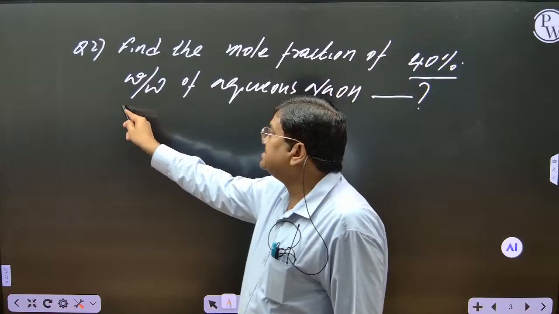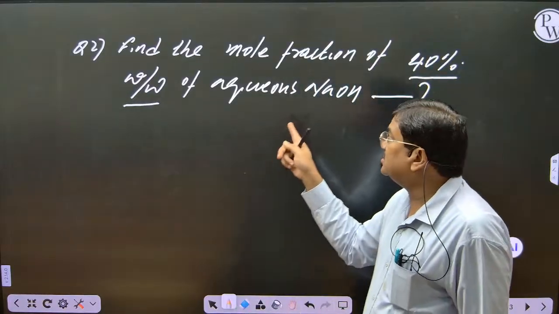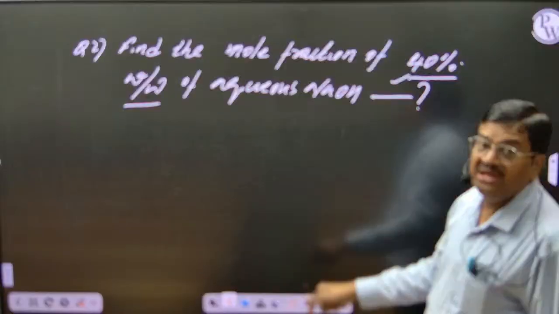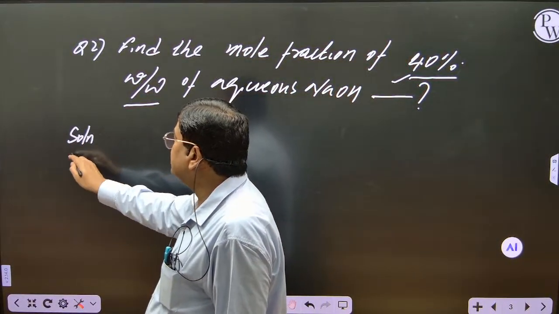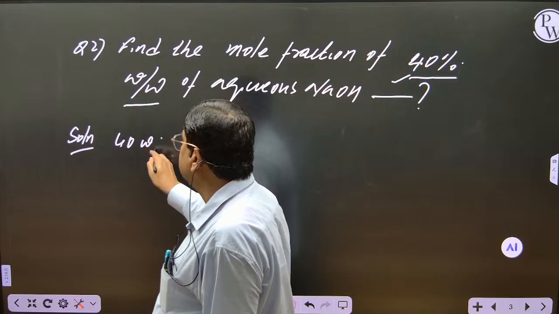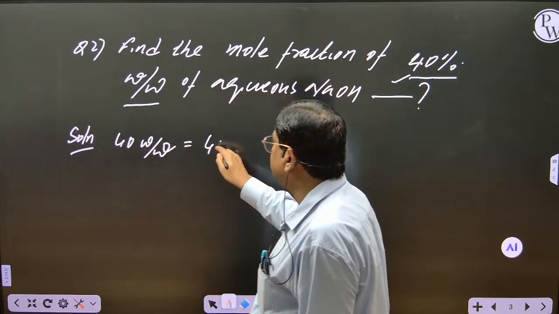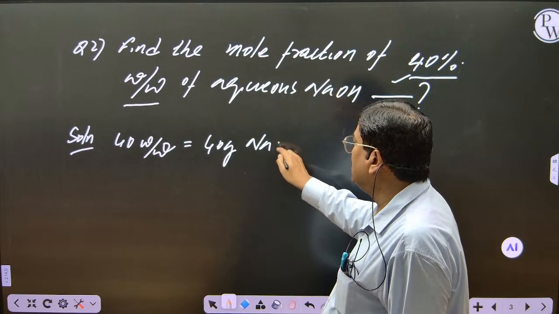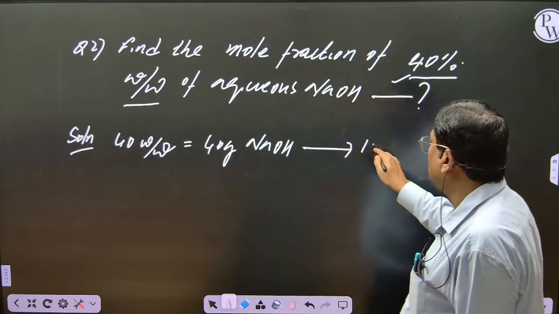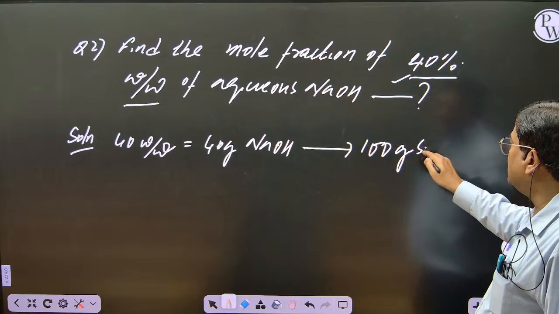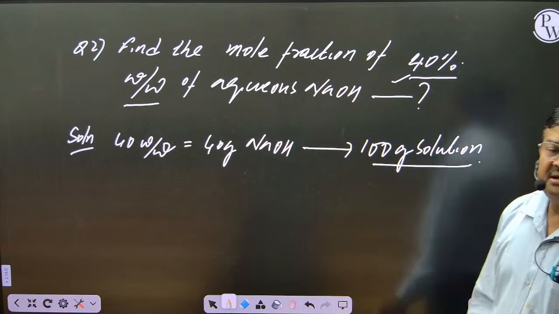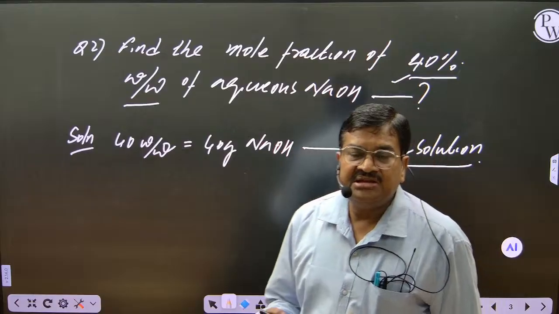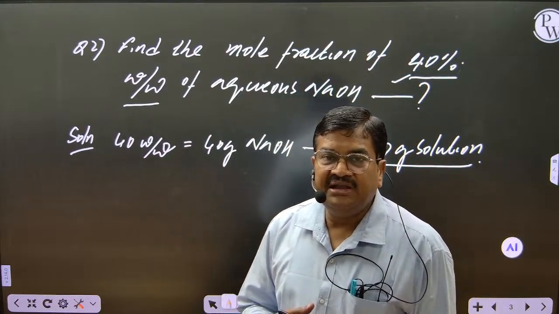You know what is mass percent? Last class we discussed. Students know what 40% W by W means. Tell me what we learnt in the previous class. 40% W by W means 40 grams of caustic soda is present in how many grams of solution? 100 grams of solution. Correct? But what we require here is the solvent weight. Who is the solvent here? Water.